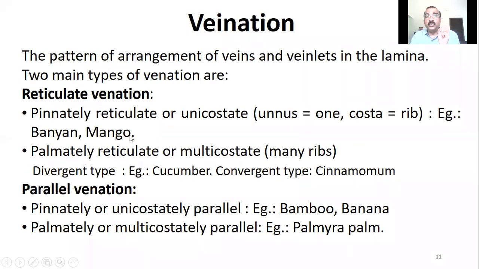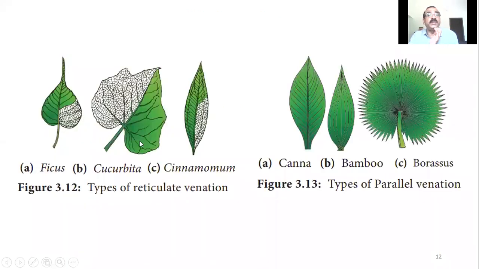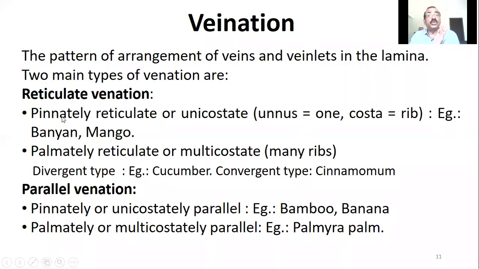Reticulate means the veins and veinlets form a network-like structure. Parallel means the veins are arranged parallel to each other. There are again different types. So these are the different types of reticulate venation. These are different types of parallel venation. See, here the veins are parallel to each other. And in reticulate, you have two types: pinnately reticulate and palmately reticulate. Parallel is also the same: pinnately or unicostate. Unicostate means a single vein.